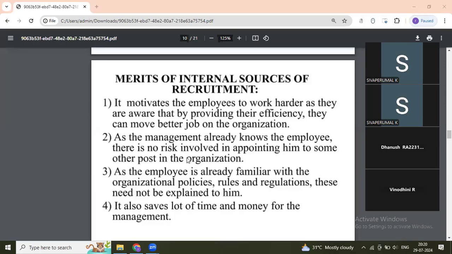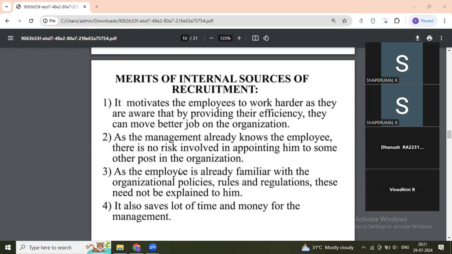And the second point is, as the management already knows the employee, there is no risk involved in appointing him to some other post in the organization. There is no risk in appointing. If you want to get a higher position directly, it is not at all possible. But if you are working in this company and want a higher position, you can easily get it without any risk. That is one of the many benefits of the internal recruitment sources.